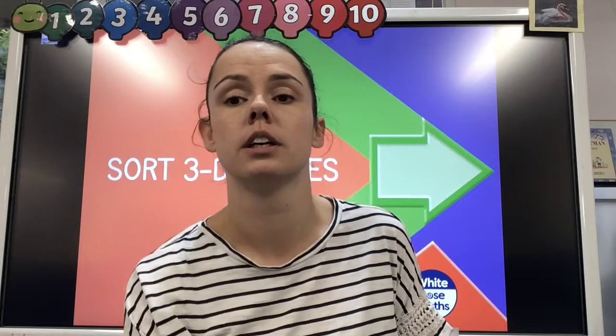Good morning, Year 1. It's now time for maths. This week we've been looking at shapes and we have started to look at 3D shapes. Now let's see if you can remember what some of them are.